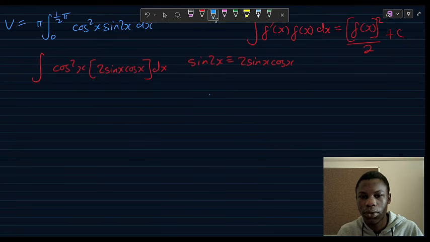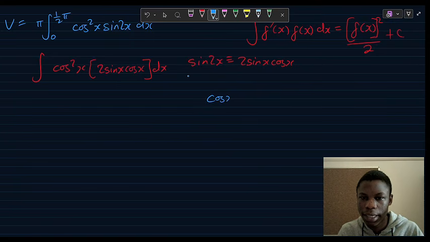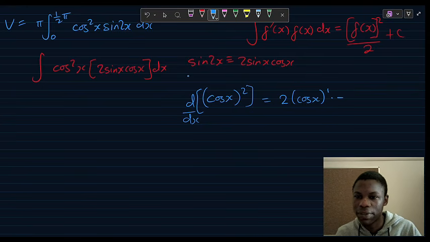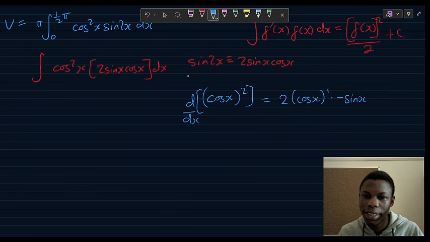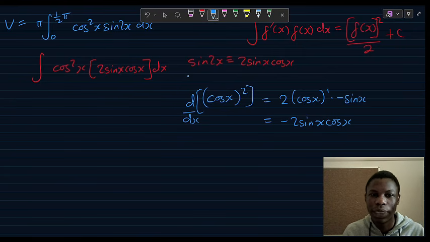If we differentiate cos x squared, you first do the outer function, so bring down the power. You've got 2 cosine of x, subtract 1 from the power, so it's 1. And then you differentiate the inner function, so you differentiate cos, which becomes negative sine x. And so that means the differential of cos squared x is negative 2 sine x cos x, which is very close to what we have here, right?